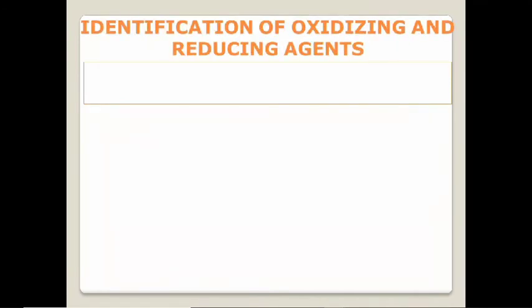Identification of oxidizing and reducing agents. Now we want to learn how to identify them. The first step is to assign an oxidation number to each element present on both the reactant side and the product side, that is, both the left side and the right side of the equation. I talked about that in the last video.